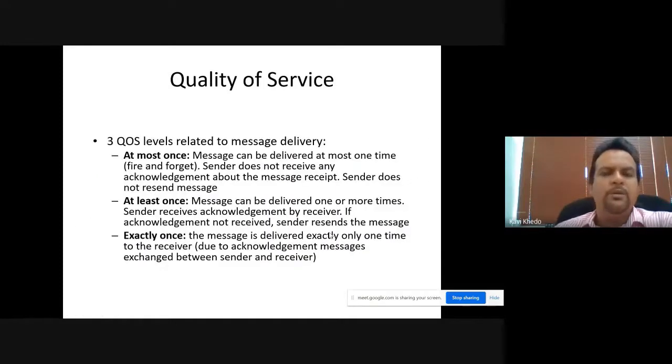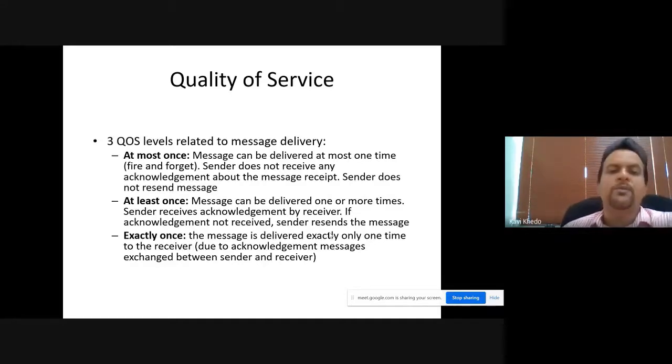I mentioned also there are three levels of quality of service that are provided in AMQP. First, at most once. The message can be delivered at most one time. There is no retransmission in this case. The sender does not receive any acknowledgement about the message received, and the sender does not resend the message. We just send it once, that's it. If the receiver receives it, it's okay. If the receiver doesn't receive it, we will not retransmit because we are using at most once.